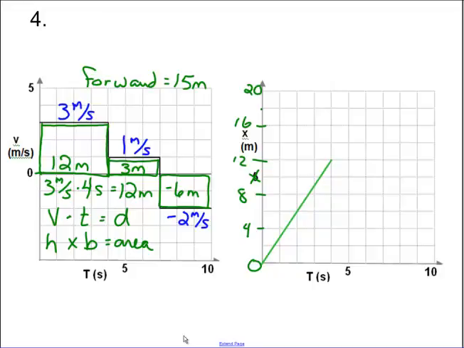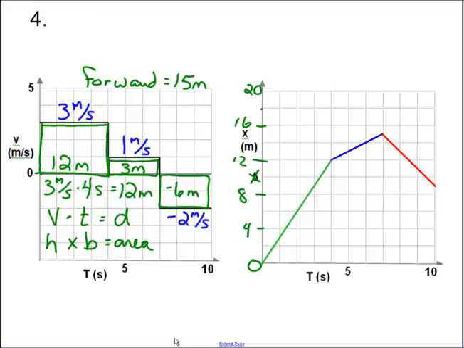Velocity of 3 meters per second is our slope, 3, and we've covered a displacement of 12 meters. We're going to do the same thing with our second segment. We travel 3 more meters in 3 seconds, so we're going to put a dot at 15 meters and connect it back with our 12 meter spot. For our final segment, we started at 15 meters, we end up at 9 meters, so we want to identify those 2 spots and connect those 2 points with a line that should give us a slope of negative 2 meters per second on our position time graph.